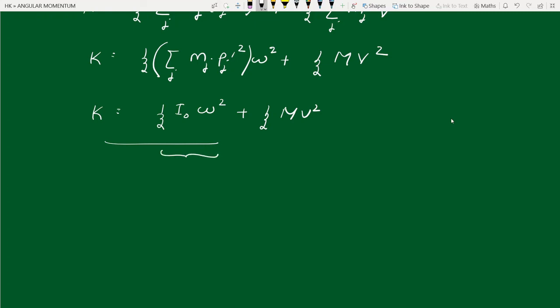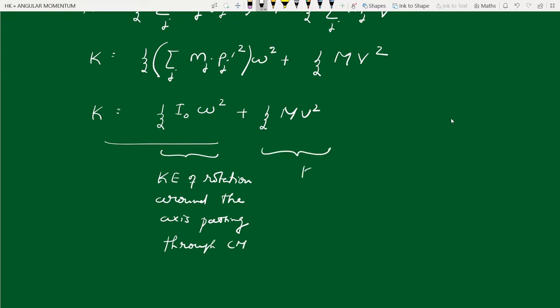This first term represents the kinetic energy of rotation around the axis passing through the center of mass, and the second term is the kinetic energy of translation of the center of mass of the body.